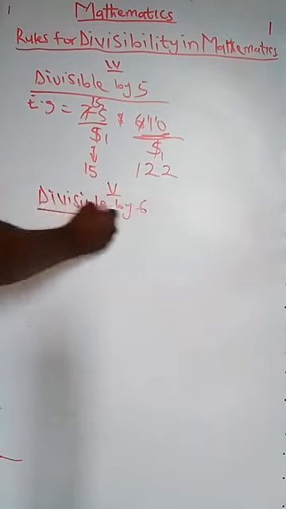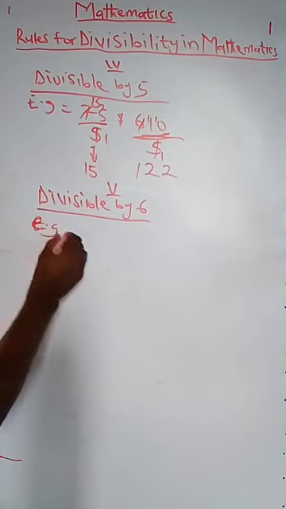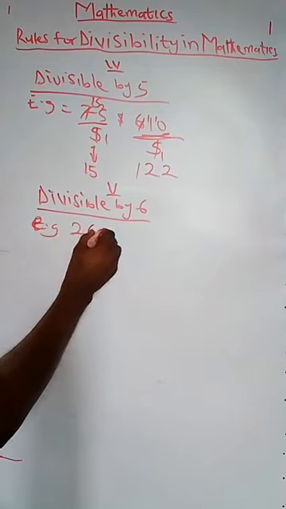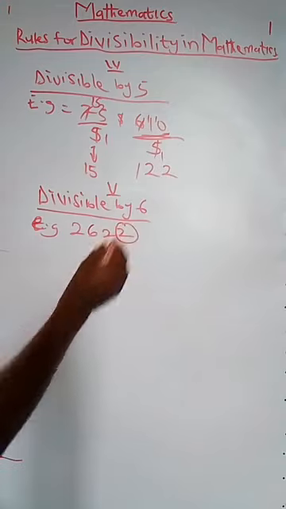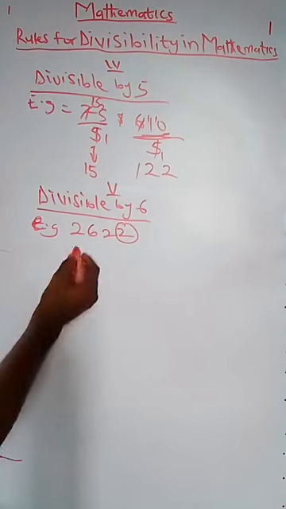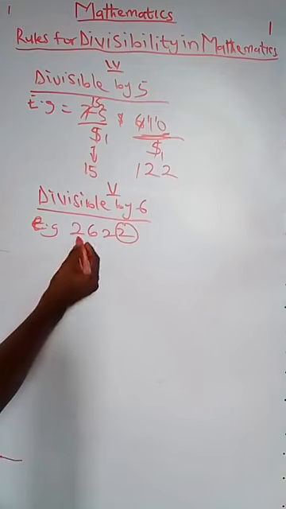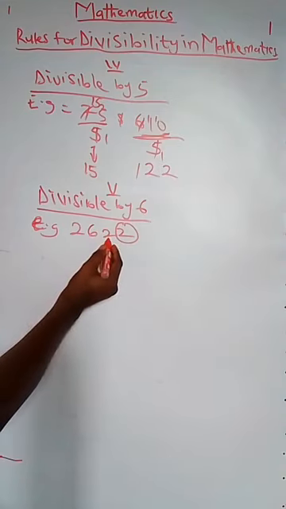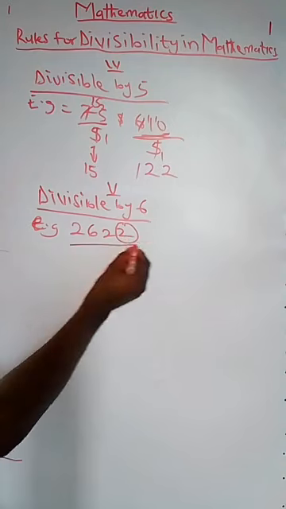Divisible by 6. A whole number is divisible by 6 if its last digit is even and the sum of its digits is divisible by 3. Example: 2622. The first condition to check is whether the last digit is even. The last digit is 2, so it is even. Then we check if the sum of the digits can be divided by 3. 2 plus 6, 8. 8 plus 2, 10. 10 plus 2, 12. So 12 can be easily divided by 3. So that means this number is divisible by 6.